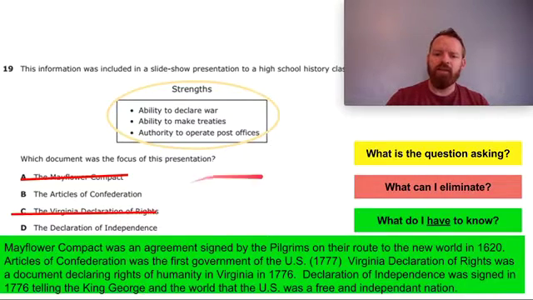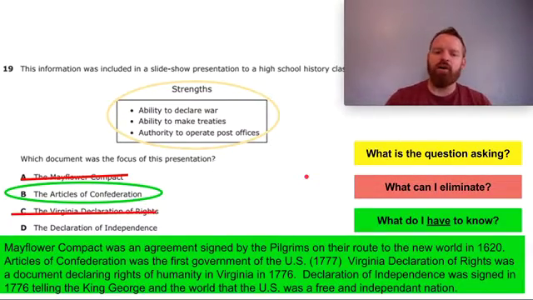So the only one here that really even makes sense if we know what these are is the Articles of Confederation. Again, we normally talk about the weaknesses of the Articles of Confederation, not the strengths. But this is the only one that really establishes a government in modern times. Declaring rights, well, these aren't declaring rights. You don't have the right to a post office. That doesn't make sense. Declaring independence. We're independent from you and we want a post office. That's not really how that works.